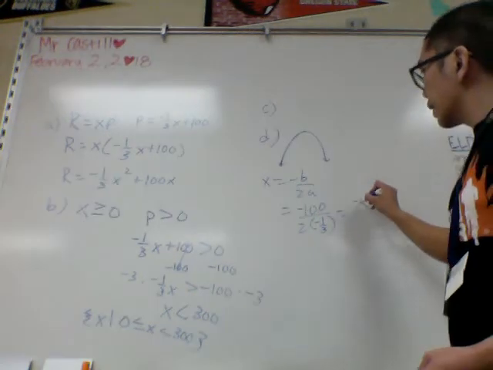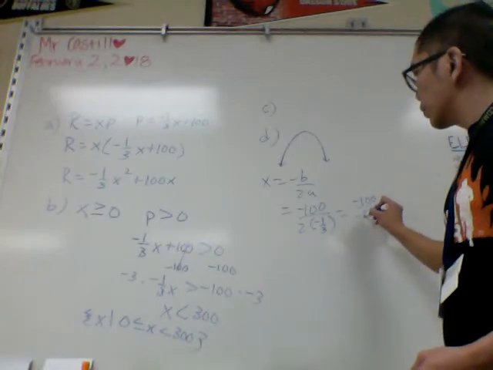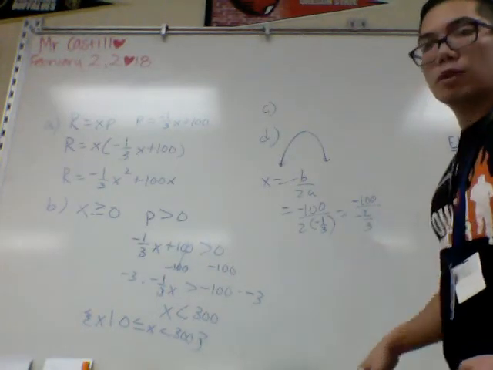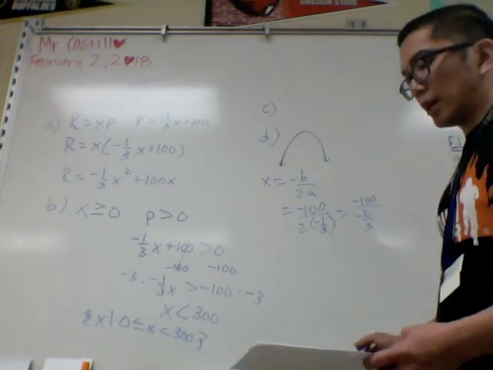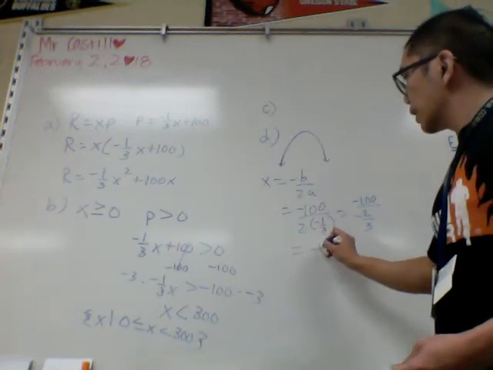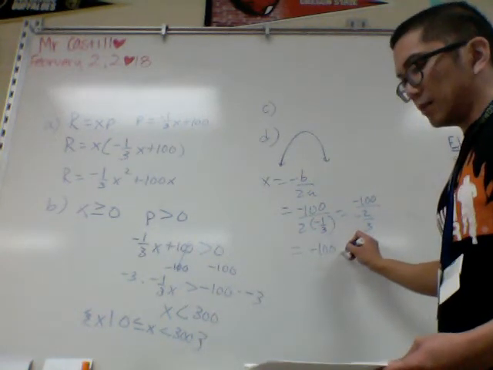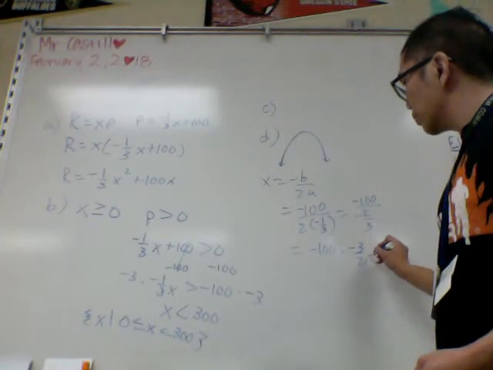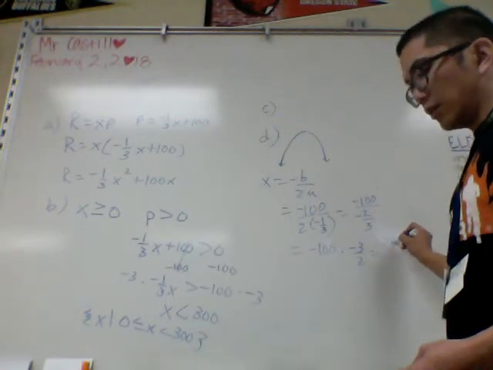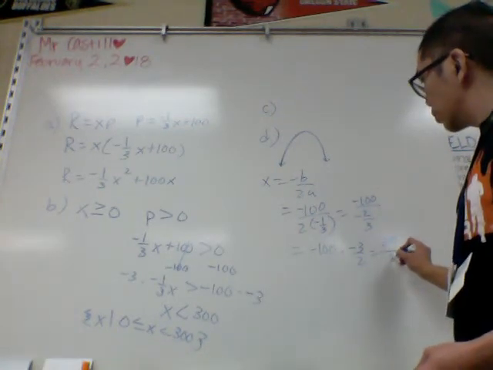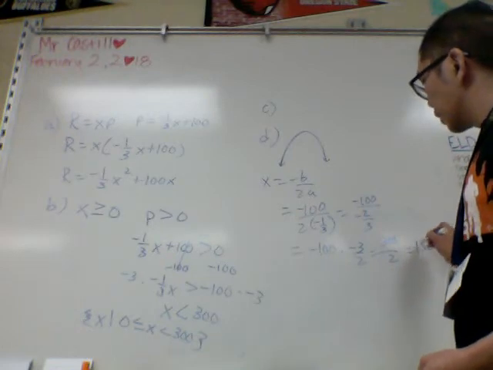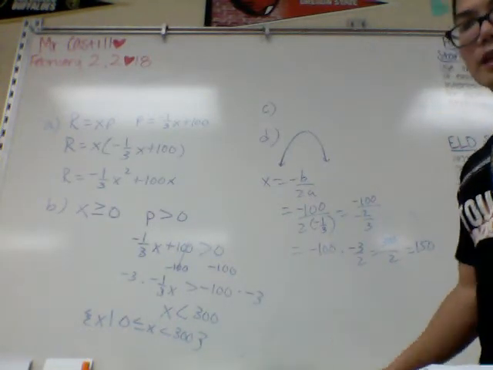And that's equal to negative 100 over negative 2/3. Remember, when you divide by a fraction, it's just multiplying by the reciprocal. So this is negative 100 times negative 3 over 2, 300 over 2, which is 150. So 150 units maximizes the revenue.